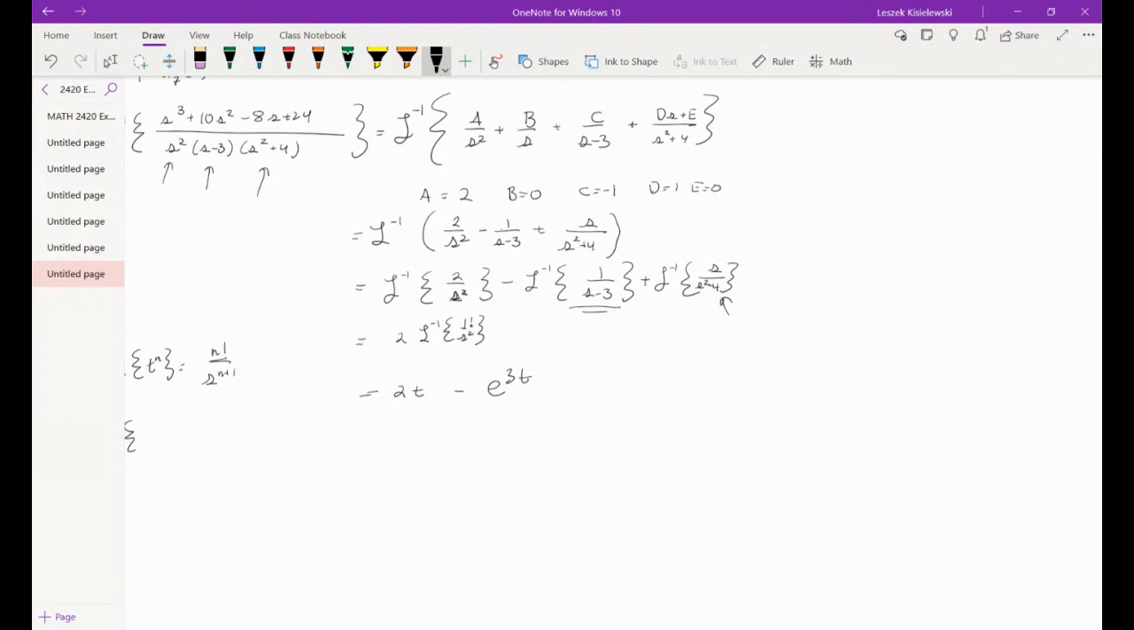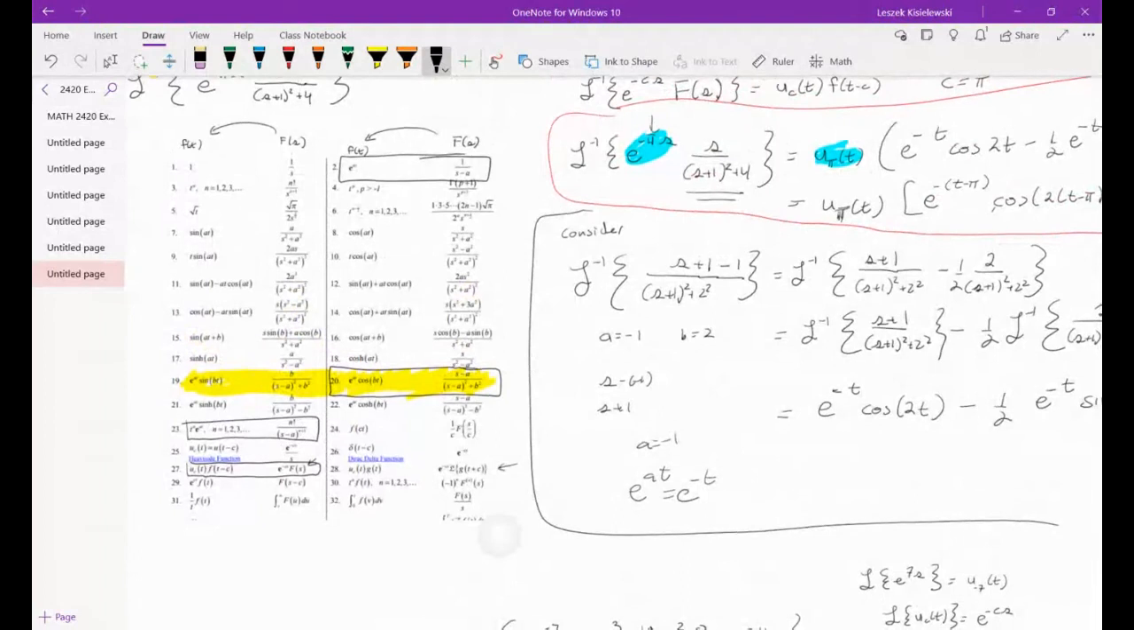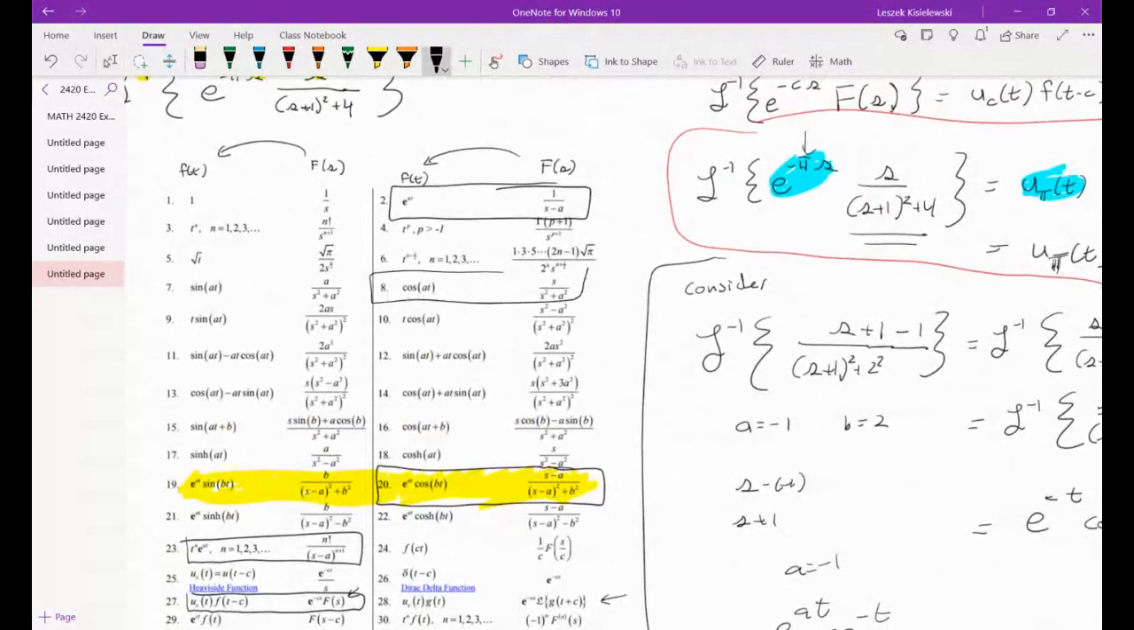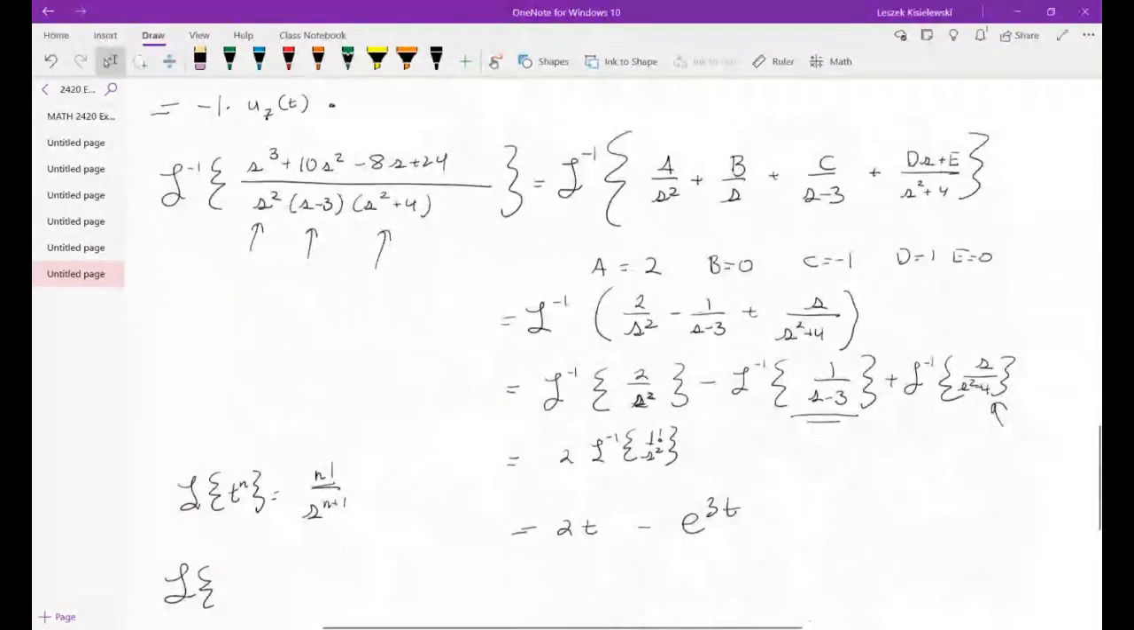And then this guy, what does that look like? Sine or cosine? Looks like cosine. Yeah, right there. Too easy. Anyway, tables, you gotta know how to use them. So yeah, I just wanted to mention that partial fractions might be involved in manipulating things so formulas match the table.